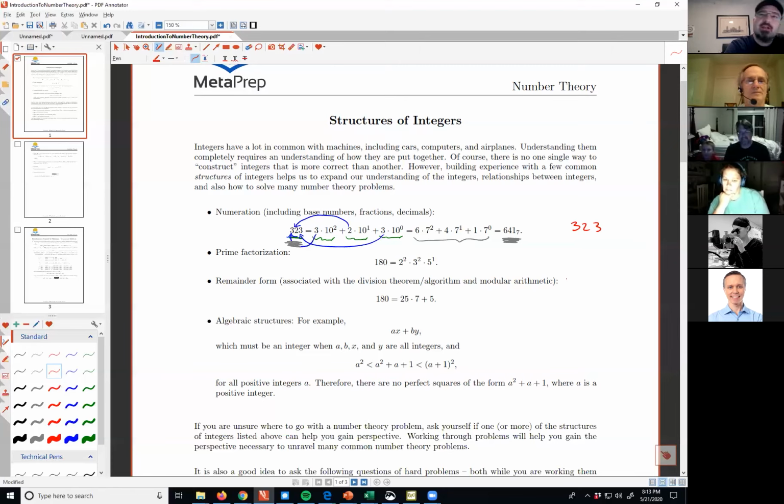Then there's a remainder form. I'm calling this remainder form; I'm making that up for my own purposes. There's something that we call the division algorithm or the division theorem. I prefer to call it the division theorem, that says that any integer is a multiple of any other integer plus a remainder, depending on how we define the remainder. And we'll get a little bit more specific about that.